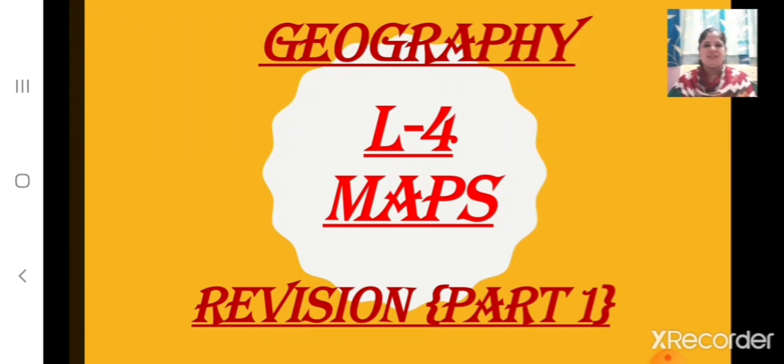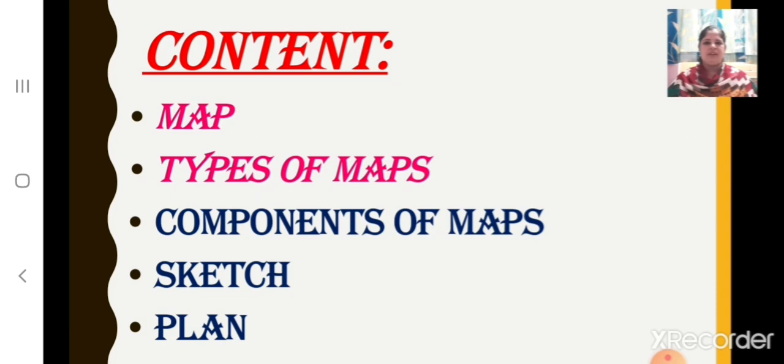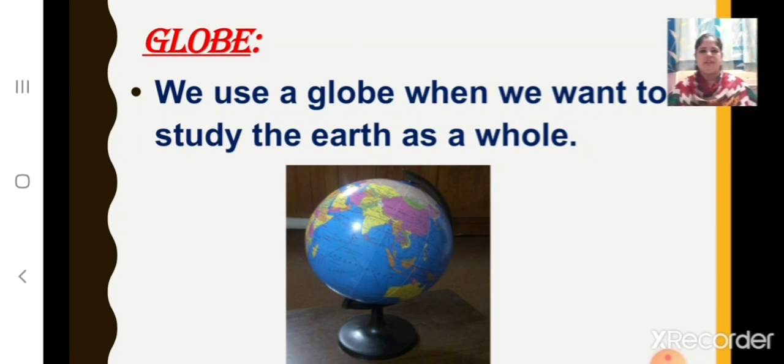Salam students, today let us continue with the revision of Geography lesson number 4, Maps. In this lesson, we will revise what is a map, different types of maps, components of maps, what is a sketch, and what do you mean by a plan. But today we shall revise what is a map and different types of maps. Now let us begin with the revision.